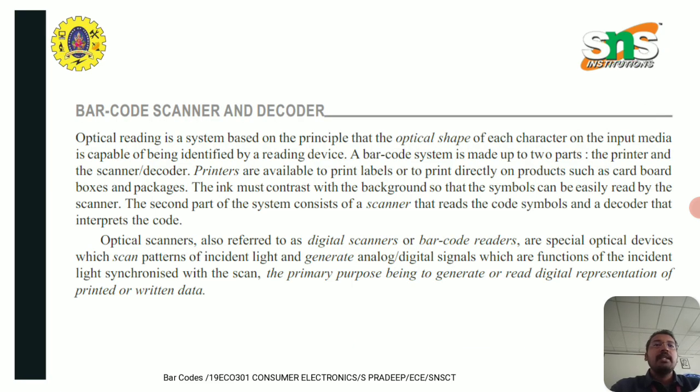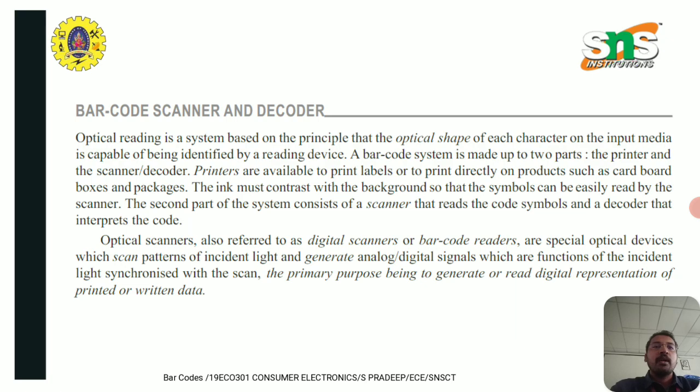Optical reading is a system based on the principle that the optical shape of each character on the input media is capable of being identified by a reading device. A barcode system is made up of 2 parts, the printer and the scanner decoder. Printers are available to print labels or to print directly on products such as cardboards, boxes and packages. The ink must contrast with the background so that the symbol can be easily read by the scanner. The second part of the system consists of a scanner that reads the code symbol and a decoder that interprets the code.